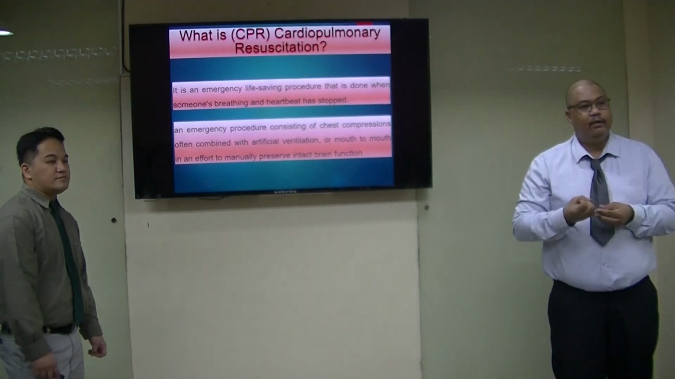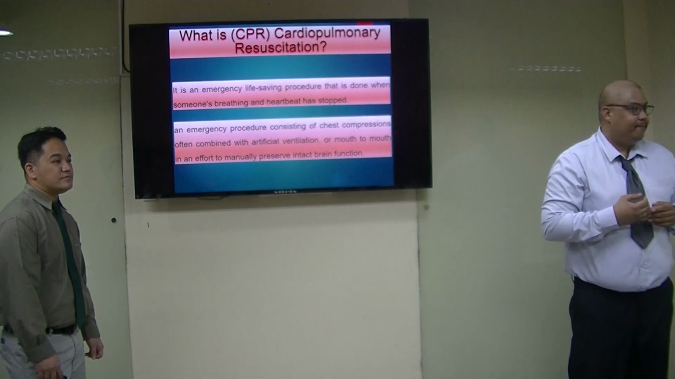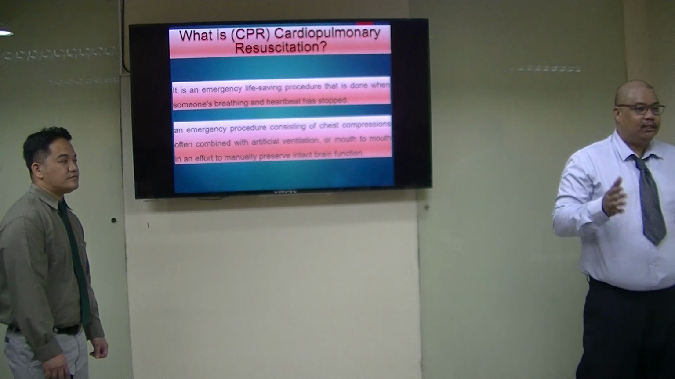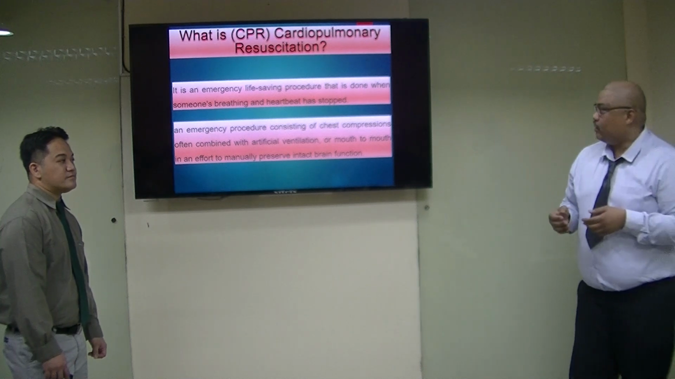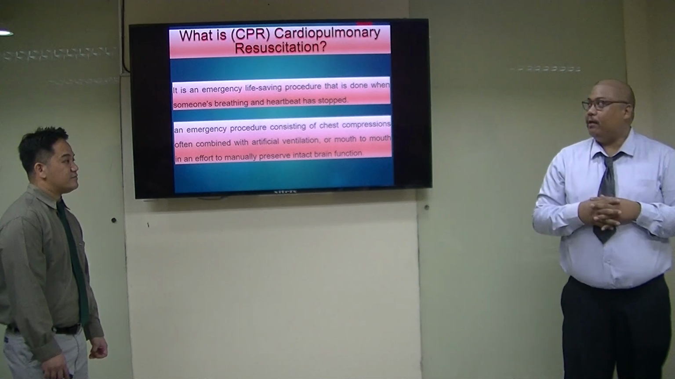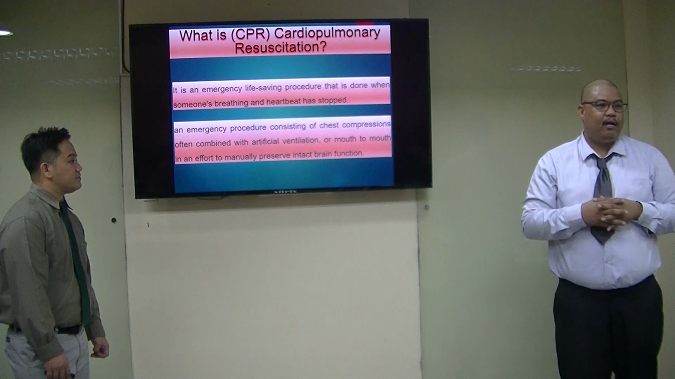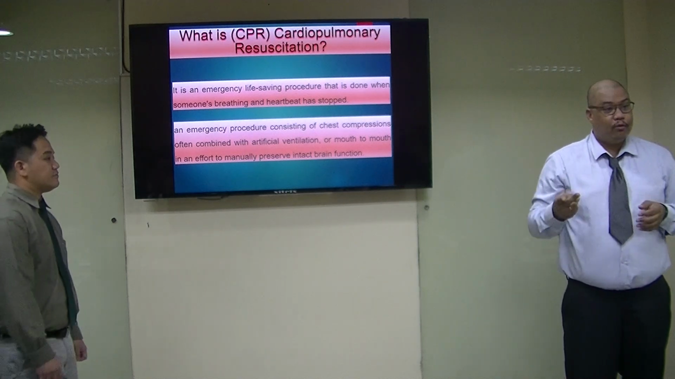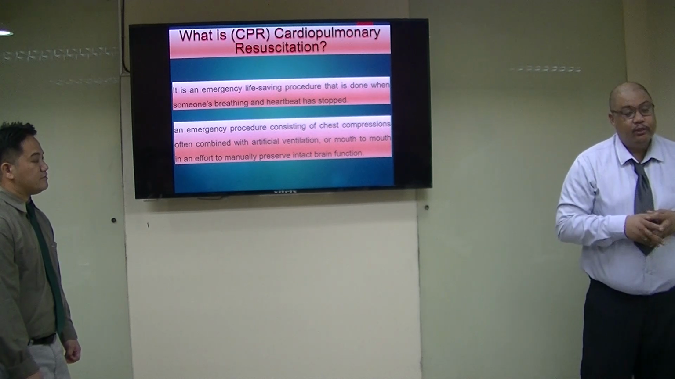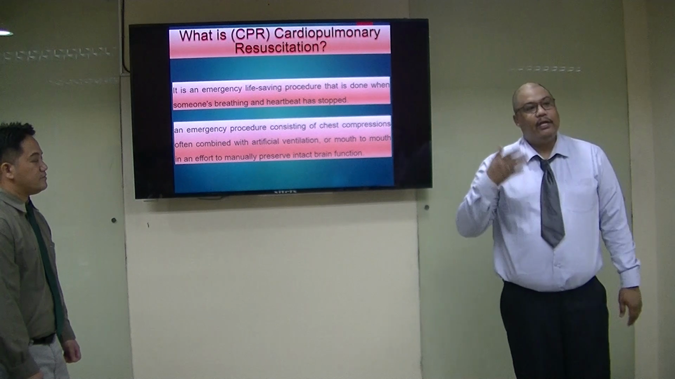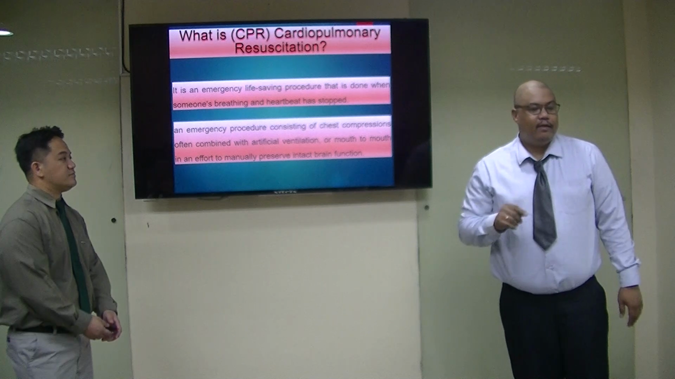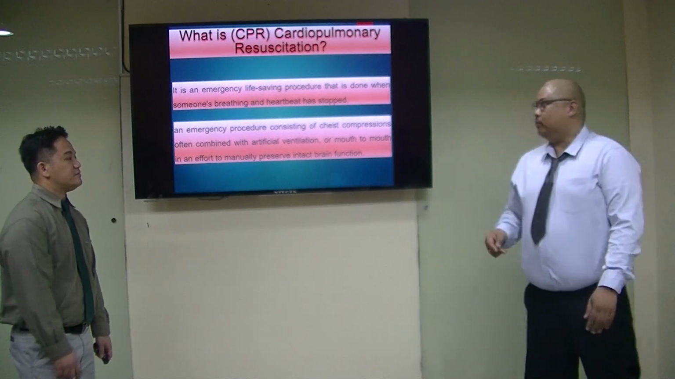How many compressions and how many blows? 30 compressions and 2 blows. As per the AHA or American Heart Association, or even here the DOH, Department of Health, the proper way of giving CPR to the victim is 30 compressions and 2 blows, with a compromise of 100 compressions per minute. It means more than 3 cycles in 1 minute, so much better 4 cycles in 1 minute, giving 30 compressions and 2 blows.